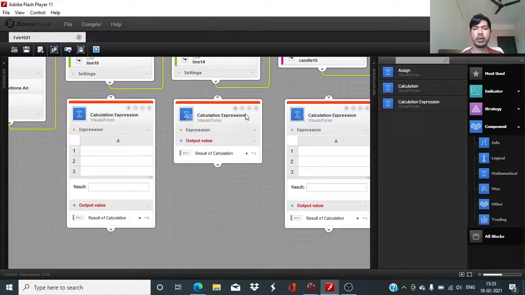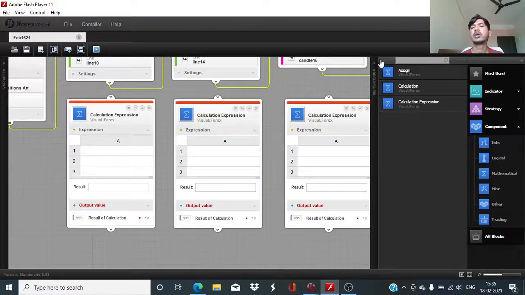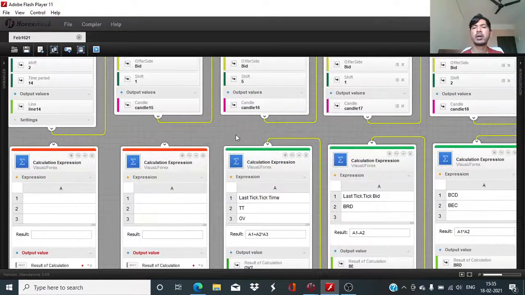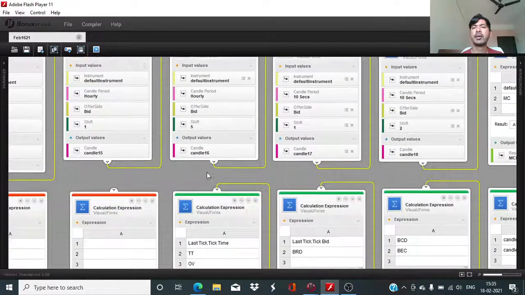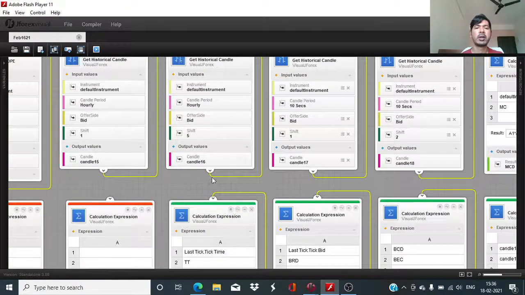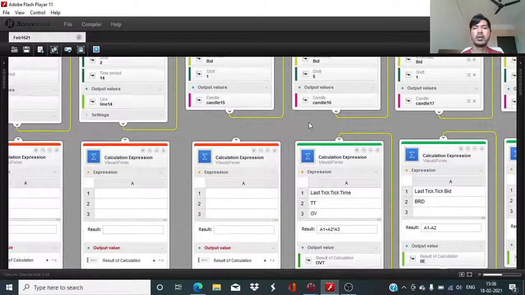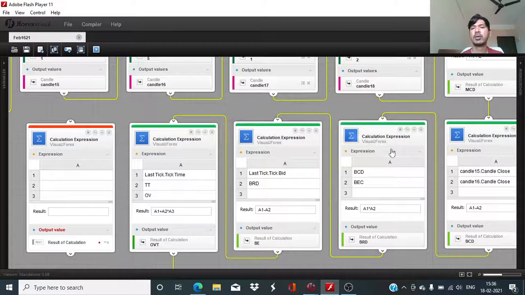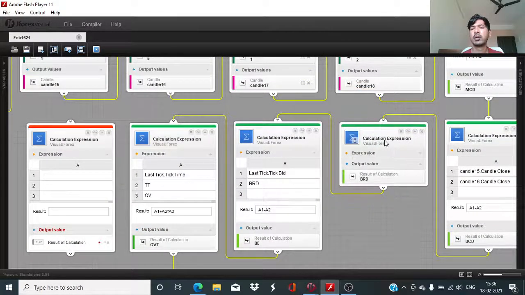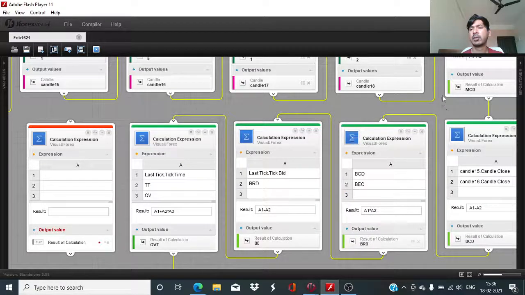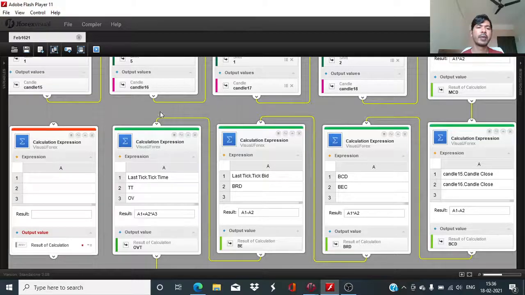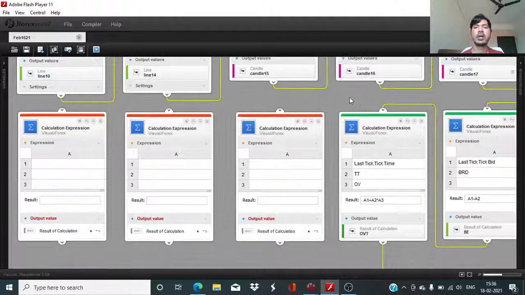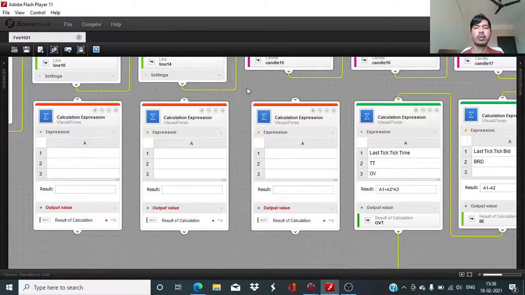So I am going to take these couple of calculation expression blocks, and as I said, we need to deduct the last hourly closing value, which is candle 15, from candle 16's closing value. As candle 15's value is going to be lower than candle 16's closing value, we need the difference to be positive and more than 10 pips.